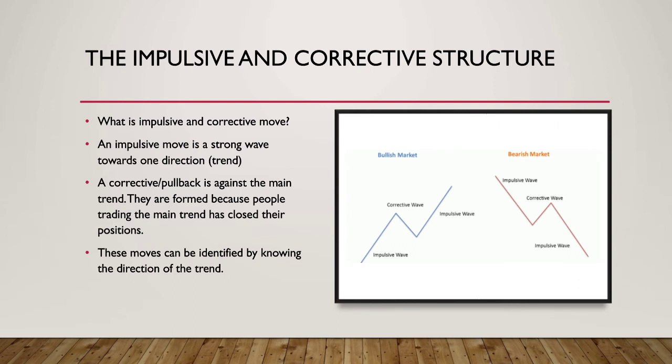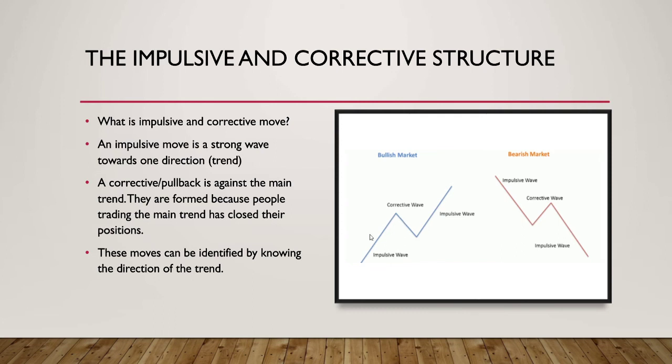Then we have the impulsive and corrective structure. An impulsive move is a strong wave towards the trend, right? For example, here, if it's an uptrend, this is the impulsive move, this is the corrective move. All right, this is like the pullback, we call it.